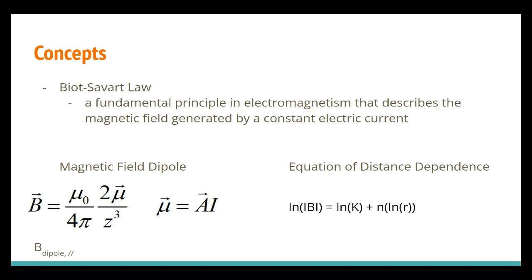And with that, we can derive the equation of distance dependence, which is the ln of the magnetic field is equal to the ln of k, which is all the constants, plus n, which is the power that r is, so -3 in this case, times the ln of the distance.